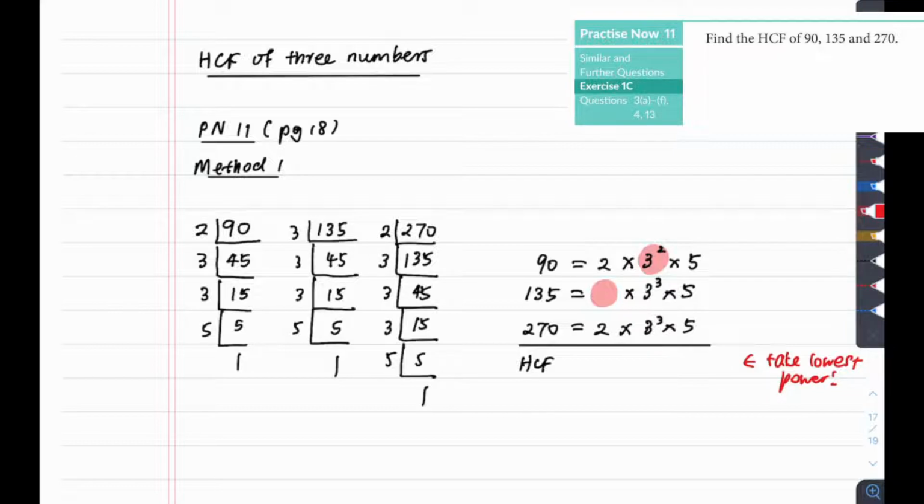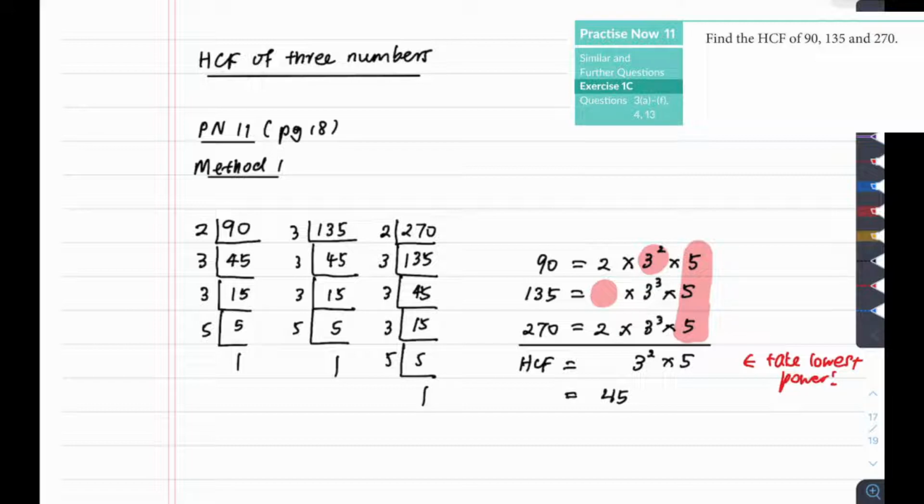Then for 5, 5 is a common factor for all 3 of them, so we're going to take either one, or you can think of it as taking all 3 of them. So at the end of the day, we don't have a 2, we have a 3 square, and we have a 5. You can use your calculator to key in, and you should have 45 over here. So the HCF of these 3 numbers is 45.